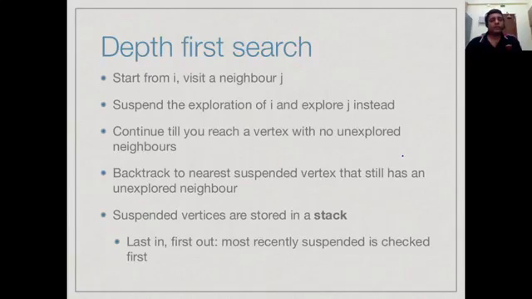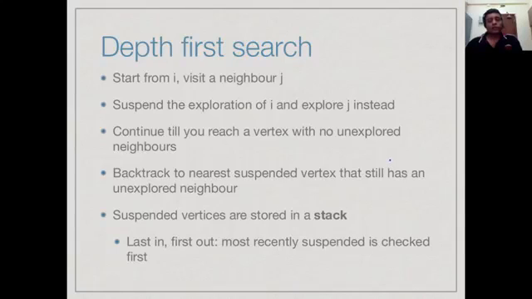So we start from a vertex I and visit the first neighbor j from I which is not yet explored. Then we suspend the exploration of I and explore j instead. And you keep doing this until you can go no further. When you get stuck, when there's nothing new to explore, you walk back because you've already left some vertices earlier unexplored because you suspended. So you go back to the nearest suspended vertex that still has an unexplored neighbor, and then you explore the next unexplored neighbor of that vertex.